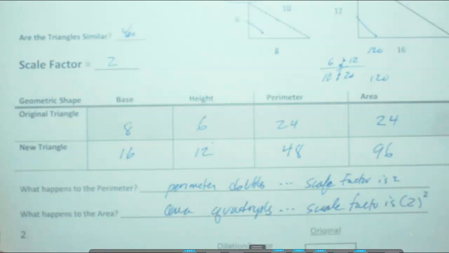All right, you try the same with the bottom. See if you can put that same amount of thought and time into it. Thanks.